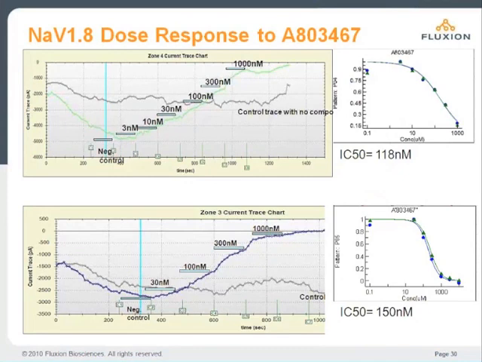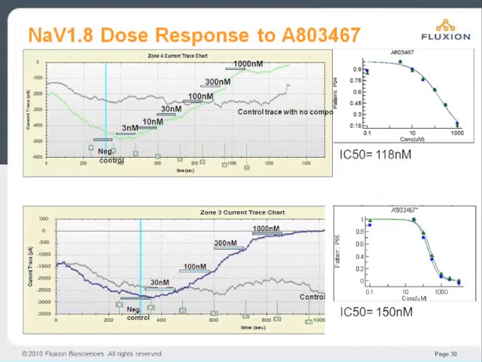A803467 is a compound developed in collaboration between Icagen and Abbott Labs. This compound shows selectivity for NAV 1.8. Shown is a time series plot of peak currents. In this experiment, two different concentration ranges were tested.